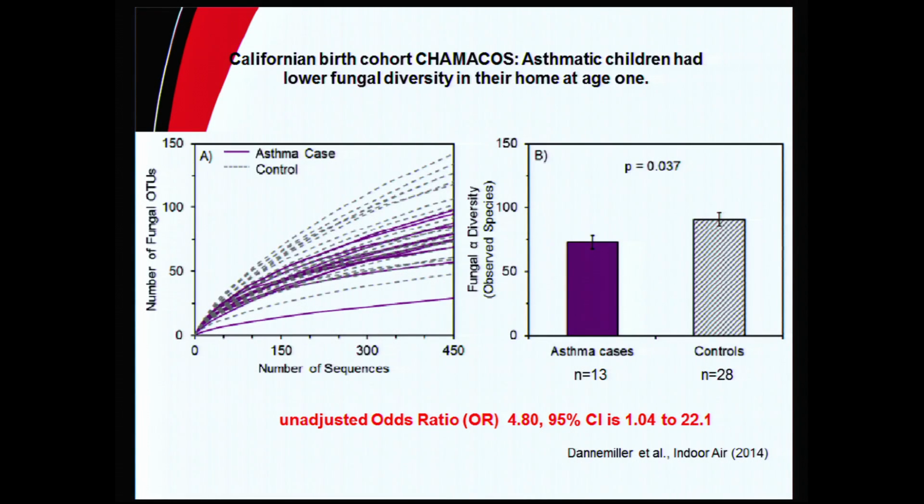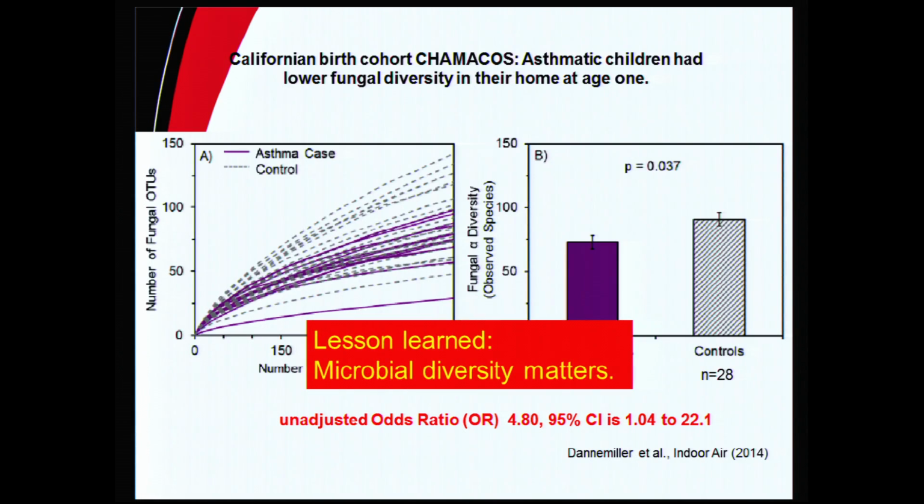They looked at archived dust samples from an asthma cohort here in California, and they showed that, let's say they had asthma cases and controls, in the homes of the asthma cases the diversity was lower than in the controls. So for asthma cases, the diversity of fungi was lower. So this brings up the issue that diversity also matters. It may affect health.